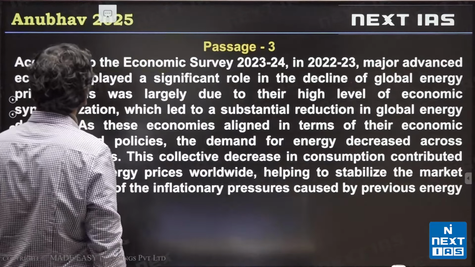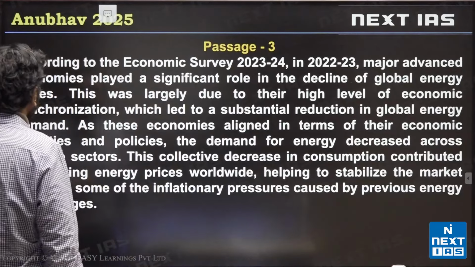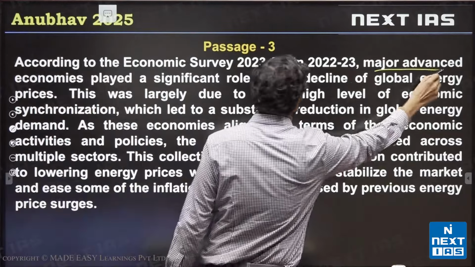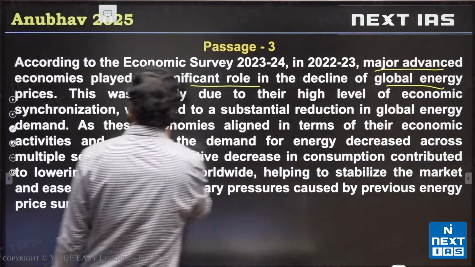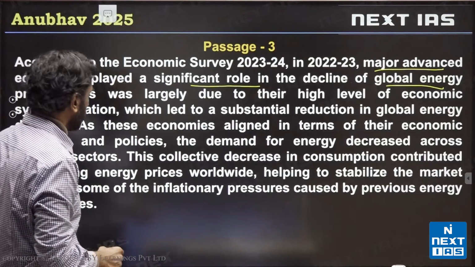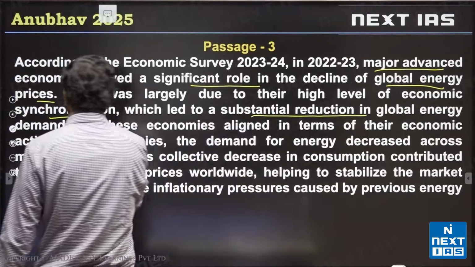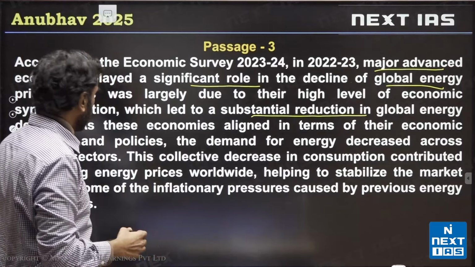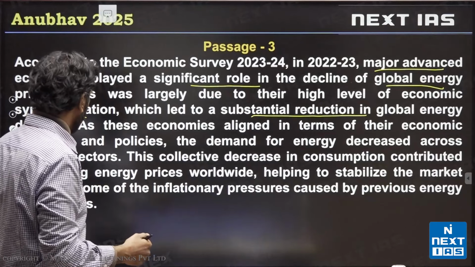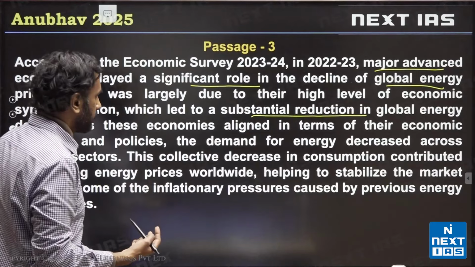All right. Let's look at the passage. According to the economic survey, major advanced economies played a significant role in the decline of global energy prices. Why? Because of a high level of economic synchronization, which led to a substantial reduction in global energy demand. As these economies aligned in terms of their economic activities and policies, the demand for energy decreased. This collective decrease in consumption contributed to lowering energy prices worldwide, helping to stabilize the market and ease some of the inflationary pressures caused by previous energy price surges.